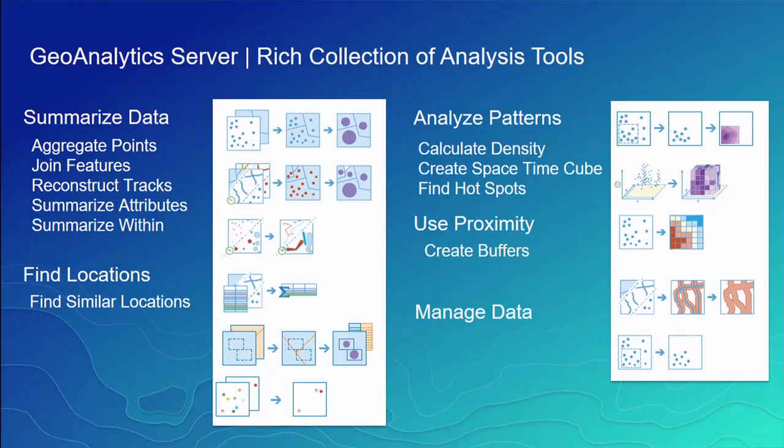For use proximity, we have create buffers. So just like I had that expression in reconstruct tracks where I said I want to buffer this by wind speed times 100, I can do that same thing in buffers. So you could do something like wind speed times 10 plus another attribute.